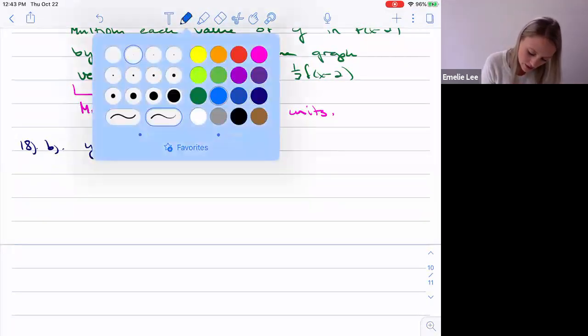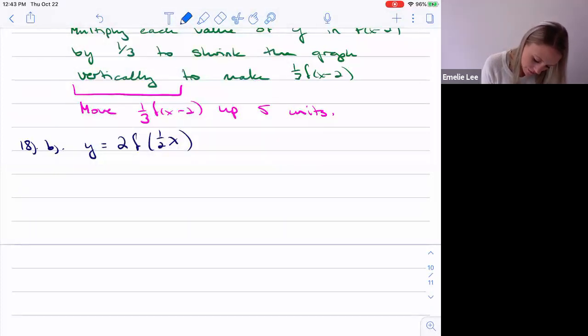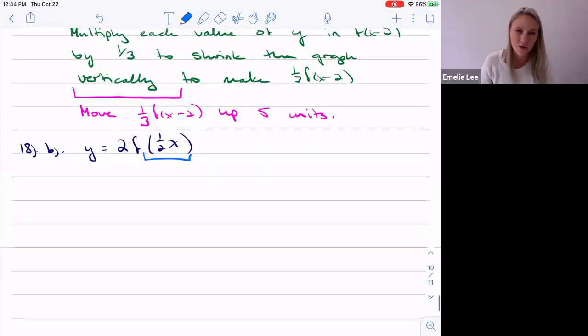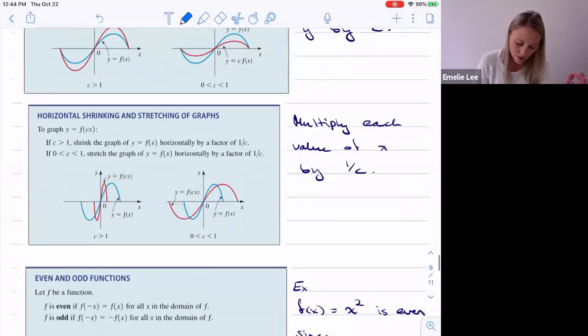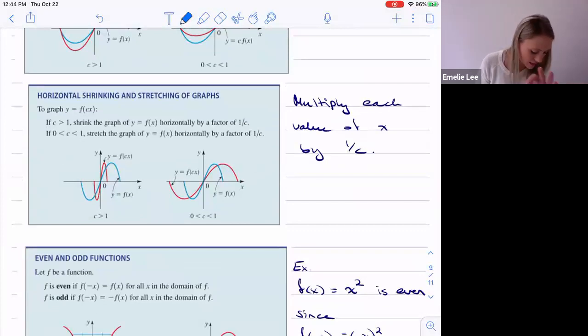So here I've got this activity on x. So I'm just going to remind myself, what is this horizontal shrinking or stretching? So C in this case is 1/2. C is between 0 and 1, which means I'm going to be stretching the graph horizontally by a factor of 1 over C. C is 1/2. 1 over 1/2 is 2. So I'm stretching it horizontally by a factor of 2.